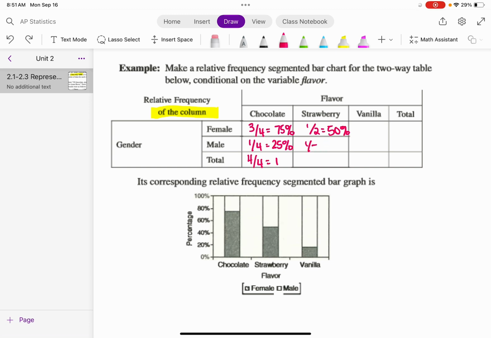Oops. Got a little ahead of myself there. Vanilla, same thing. 1 out of 6, 5 out of 6. Should give us 6 out of 6 at the bottom. And this time you'll notice our row totals are not 1. But our column totals are 1. That's what I'm looking for because it's of the column.